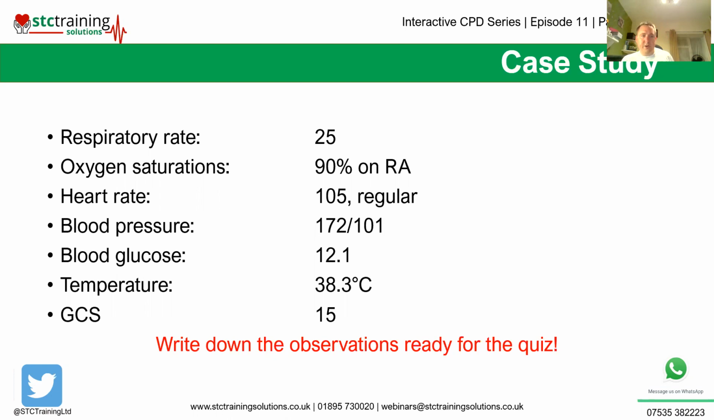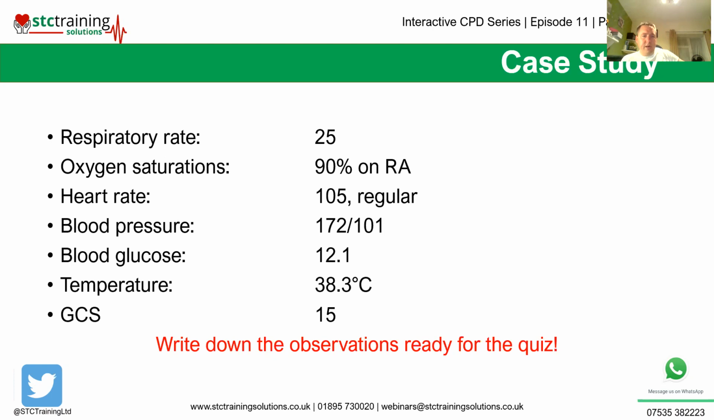So his respiratory rate is 25. His saturation's 90% on room air. Now, he tells you that his saturations are normally okay. He's never been told that he has low sats before, okay? So he has COPD, but he's never been told his sats are low.